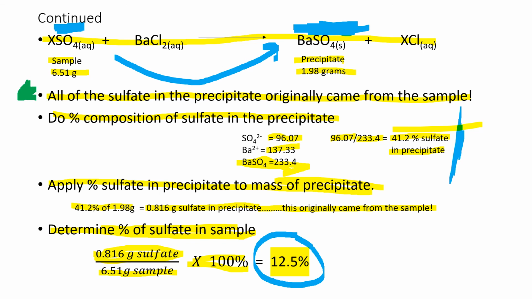So remember the key logic here. The key logic was we forced all the sulfate from the sample, which was a complex mixture, into a single precipitate that we could then figure out a lot of information on, work backwards from the precipitate. Being we had the mass of the precipitate and the exact formula, we could figure out a percent composition of the sulfate in the precipitate, which allowed us to figure out how many grams of sulfate we really had in the precipitate. All of those grams of sulfate in the precipitate originally had to come from the sample, which allowed us to figure out what that percent composition was in that sample.